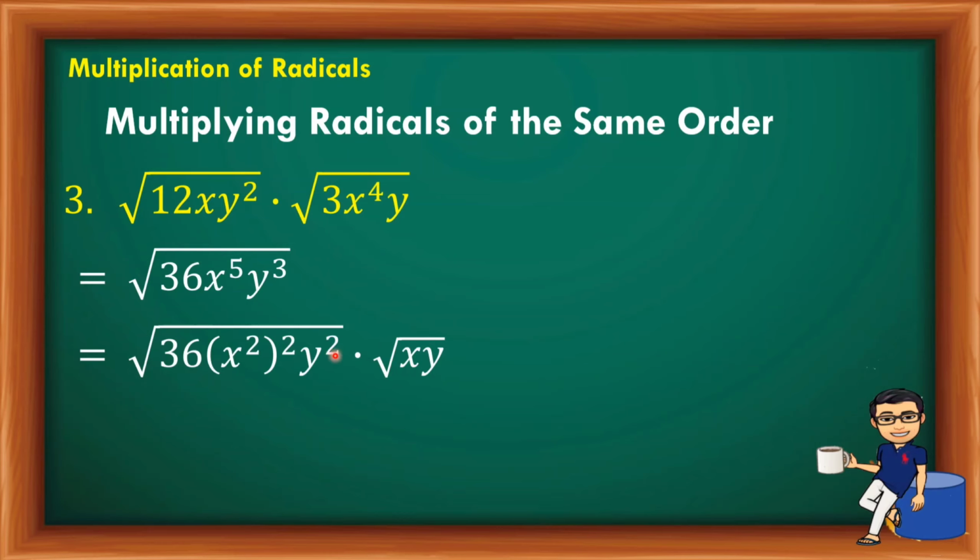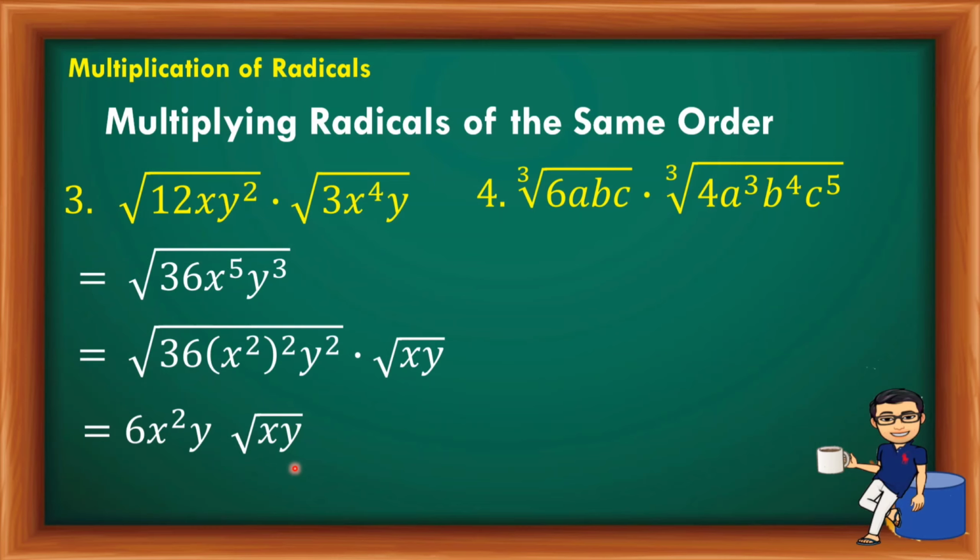Ito na yon, kaya y to the second. Square root ng 36 ay 6. Ang square root ng x to the fourth ay x squared. Ito naman ay y. Kaya magiging 6x squared y. Tapos ito kinopya na lang kasi hindi na siya perfect square. And this will be our answer. Let's have the next one.